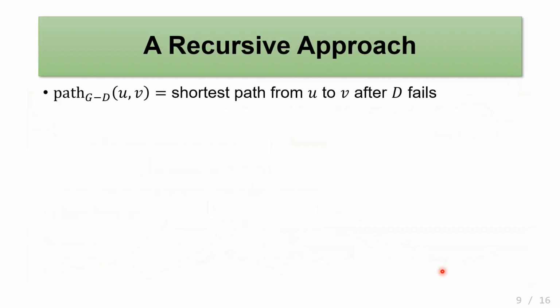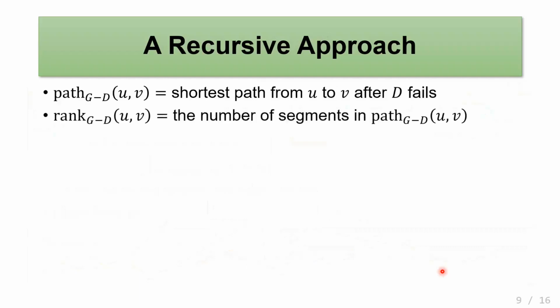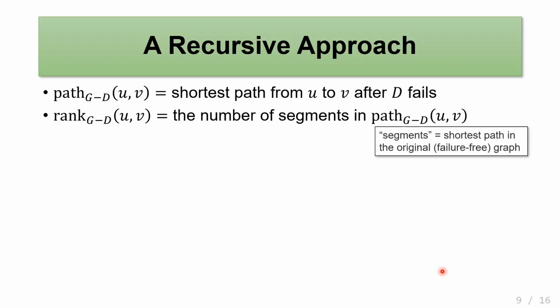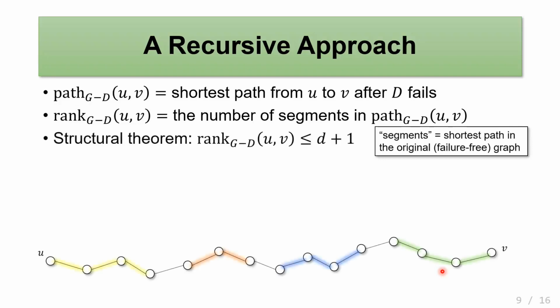Path G minus d uv is the shortest path from u to v after d failures. Rank G minus d uv is the number of segments in path G minus d uv. More precisely, it's the minimum number of segments we can partition path G minus d uv into, such that the structural theorem holds. Here each segment just means a shortest path in the original failure-free graph. So the structural theorem states that for every uv and every set of d edge failures, rank G minus d uv is at most d plus 1.